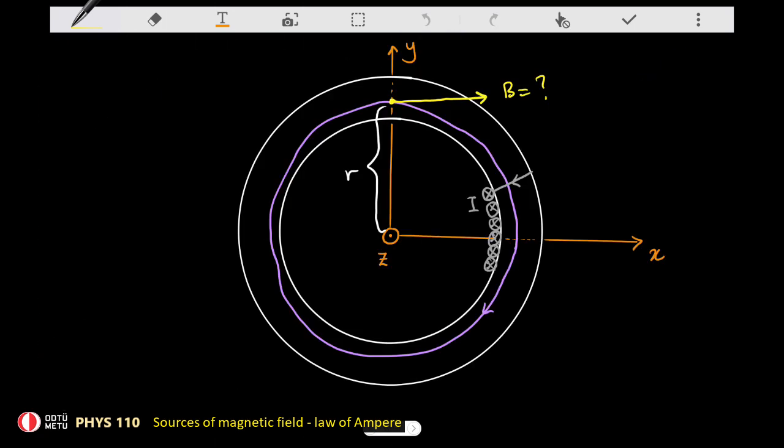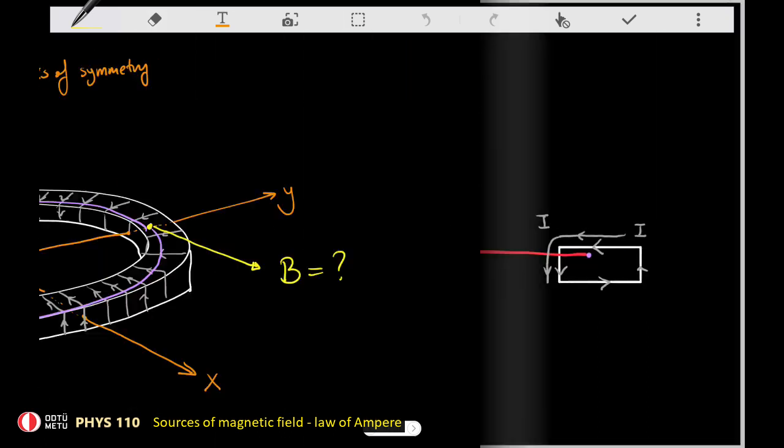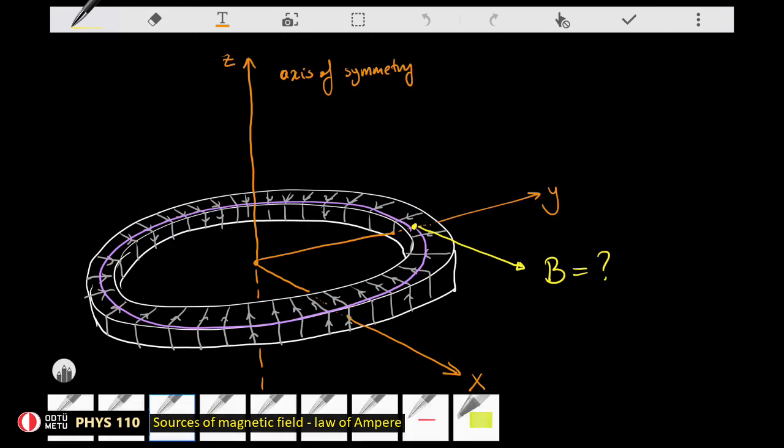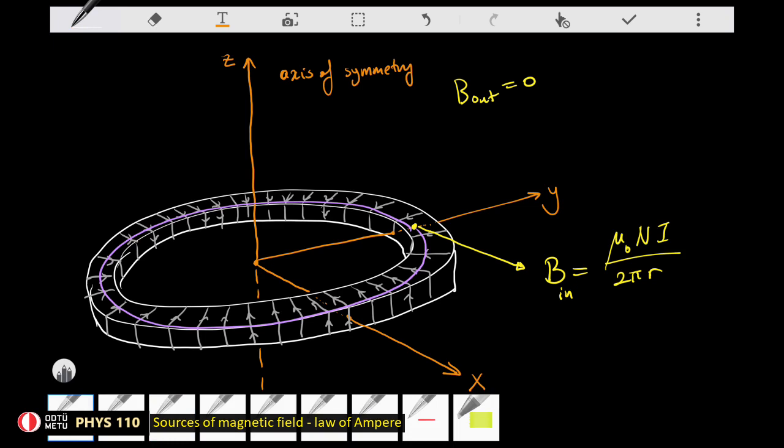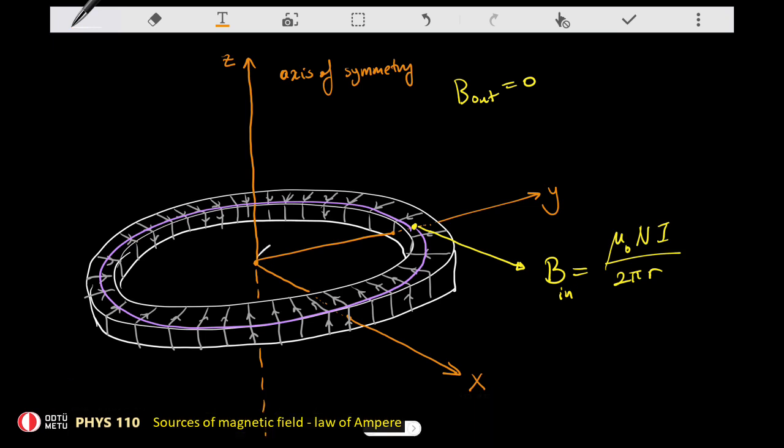So in summary, let me come back to my original picture. In here, there's an outside magnetic field which is 0, which means that it doesn't exist. There's an inside magnetic field whose value is given by mu0 n I divided by 2 pi r, where r is the radial distance of the point from the axis of symmetry, the rotational axis of symmetry of the shape.